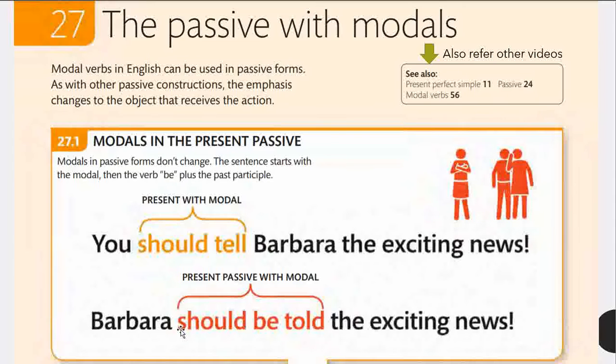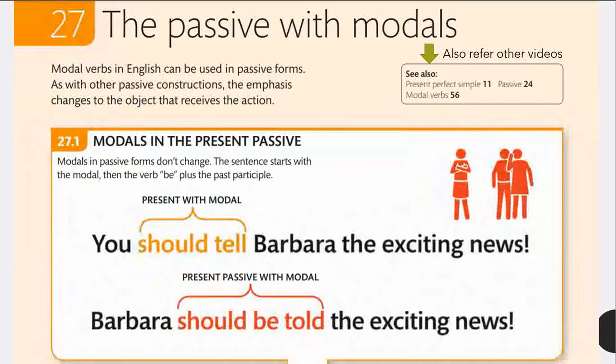Let us see the example that is before us. You should tell Barbara the exciting news. Over here, the present tense with the modal. Let us see the passive. Barbara should be told the exciting news. We have the present passive with the modal should, and be is introduced before we bring the past participle of tell, that is told. So Barbara should be told. Over here, should is the stress word and it is adding a certain tone in the action.